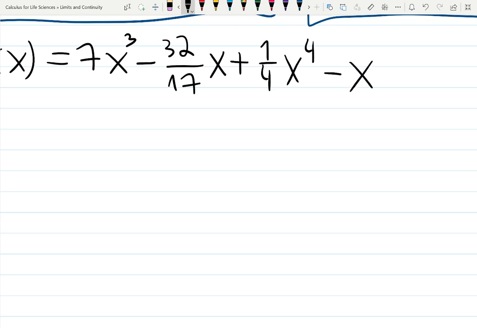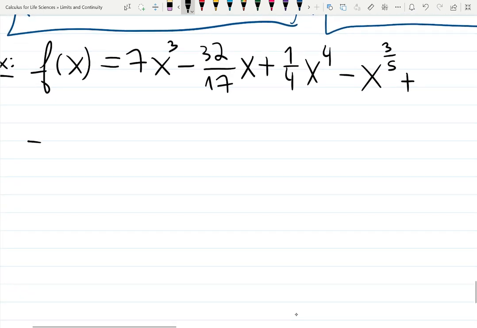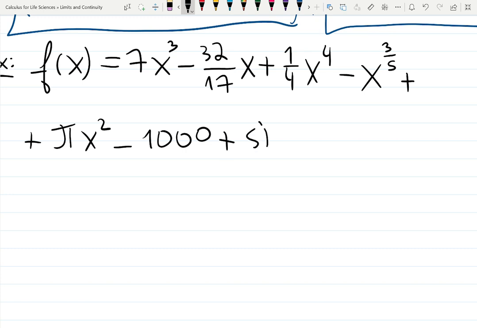X raised to the 3/5. So for now, it's just a function. Plus, let's keep going. Let's not end yet. Plus pi x squared minus 1,000 plus, you see I'm getting crazy, sine x plus 1 over x. Finally, plus 17 pi. Done. Let's differentiate that.